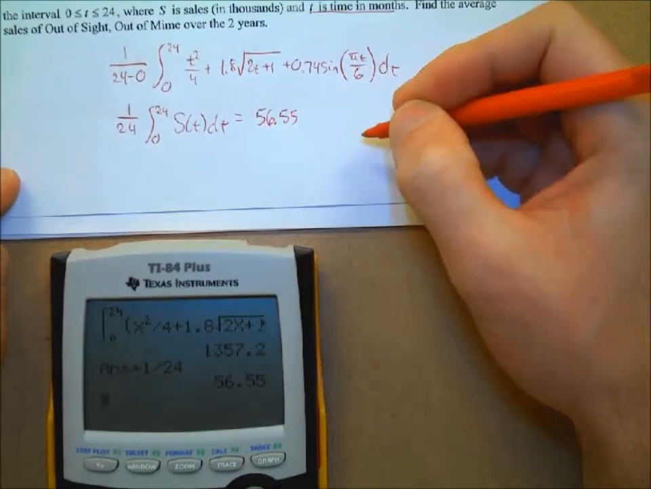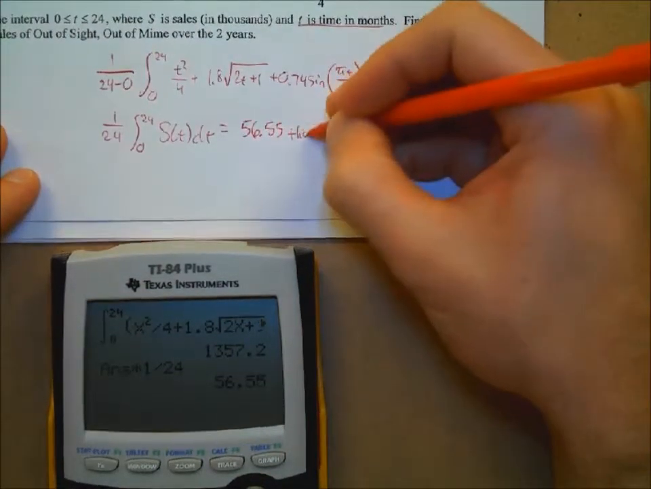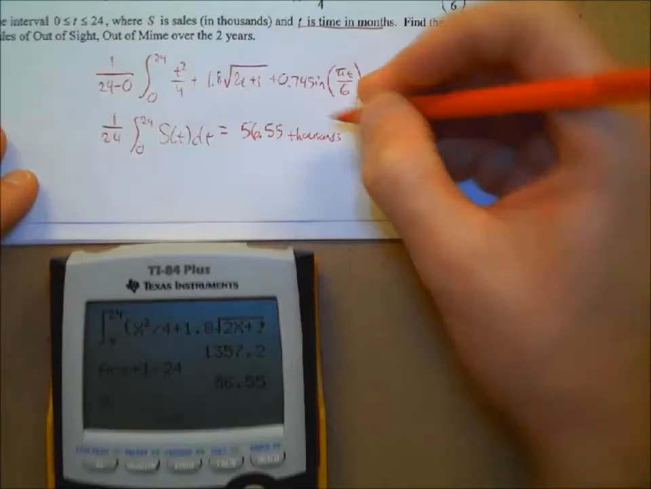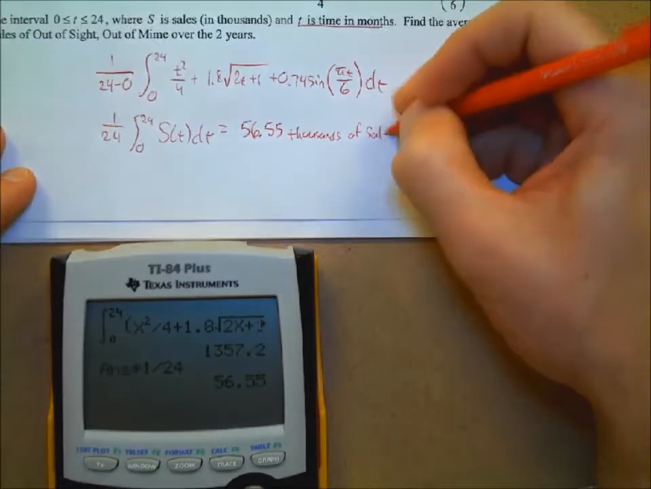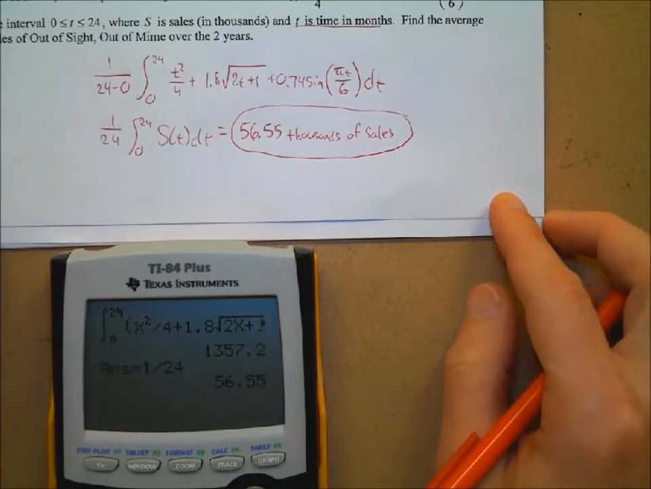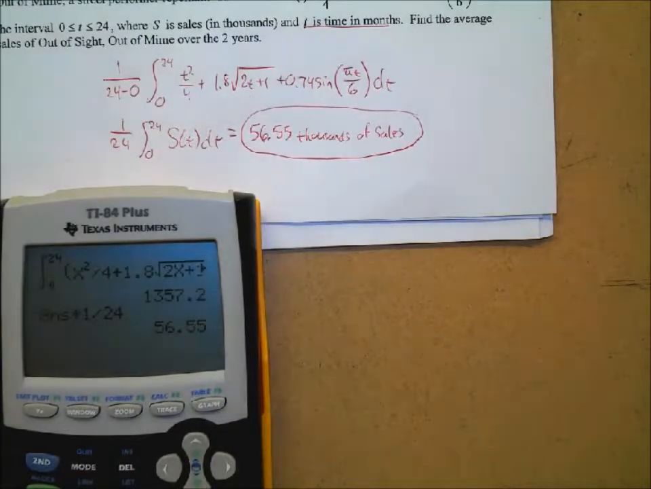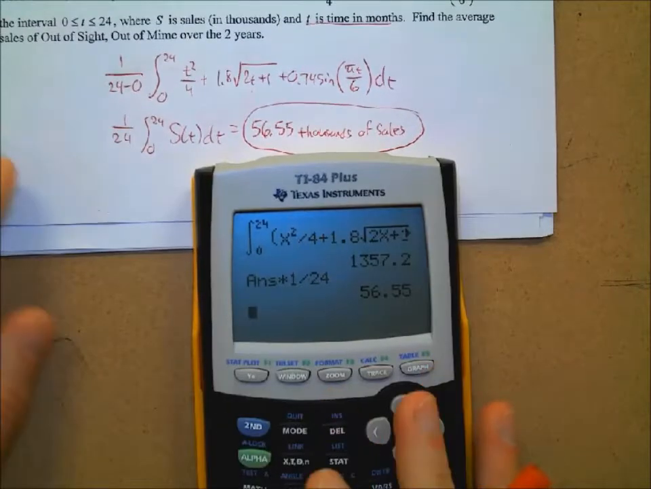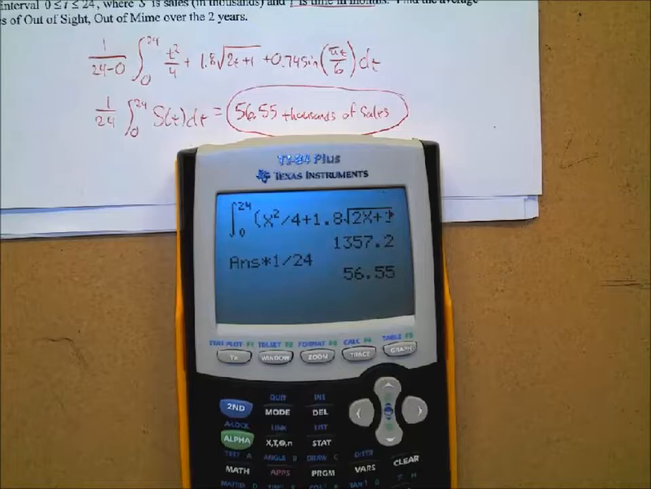56.55, what are our units? Thousands, right? S is sales in thousands, so it's thousands of sales. It's a very popular street performer repellent. Well, it's 2 years of sales. I don't know. I guess there's not that many street performers though, so I guess some people carry it just in case. It's just a spontaneous street performer.